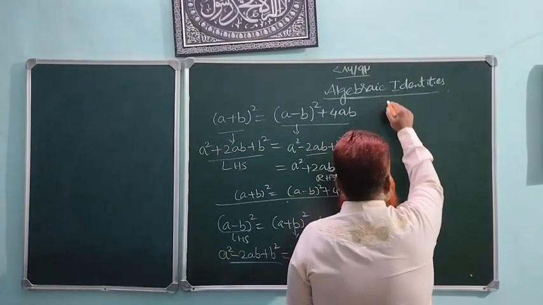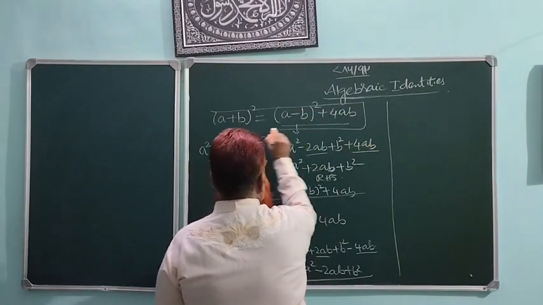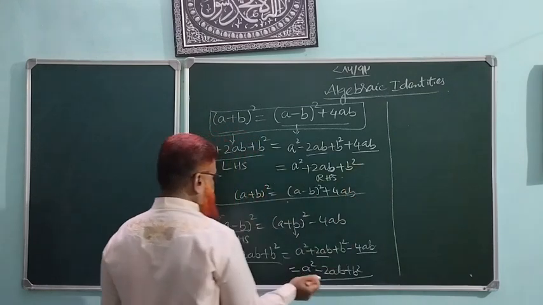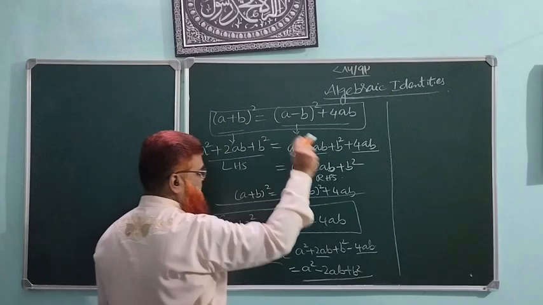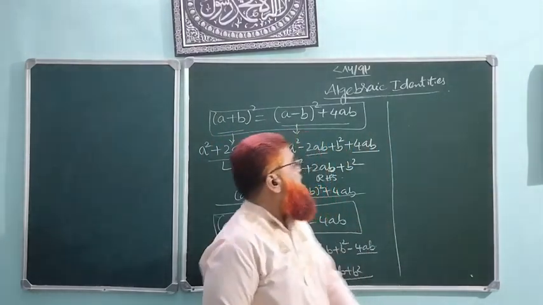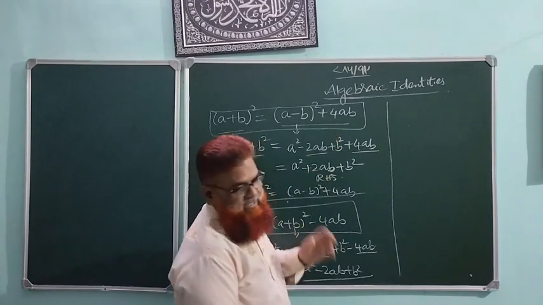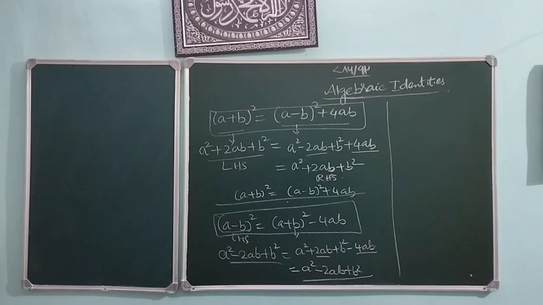So these two formulae, we should make them understand: a plus b whole square is equal to a minus b whole square plus 4ab, and a minus b whole square is equal to a plus b whole square minus 4ab. It is plus 4ab in one and minus 4ab in the other. This we should explain to the children.